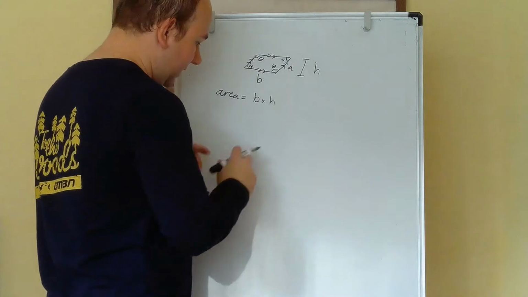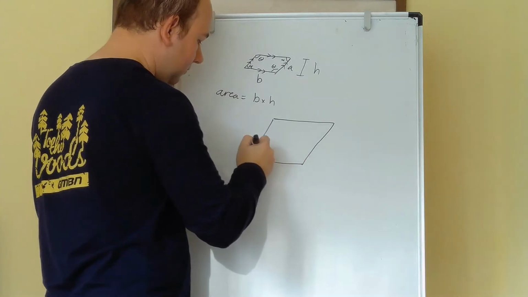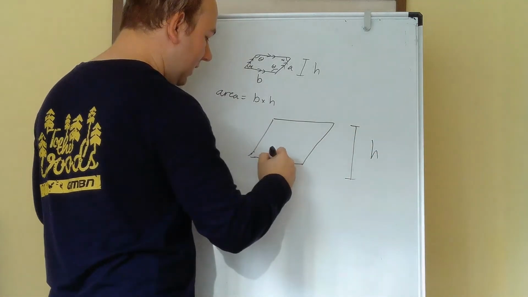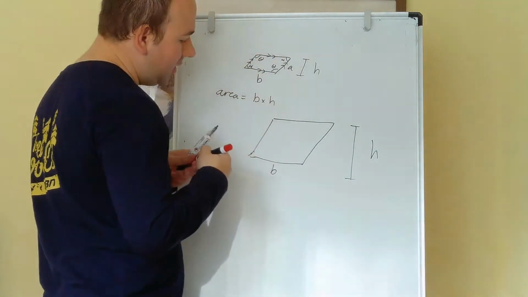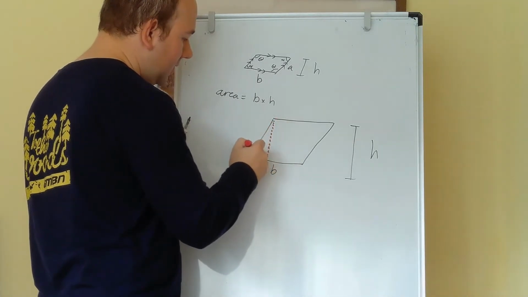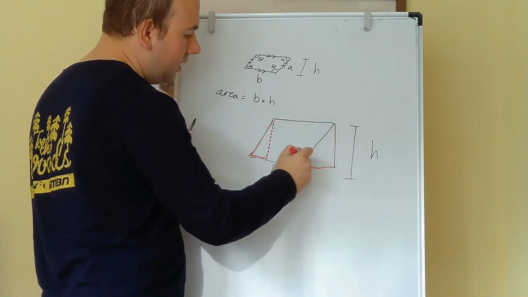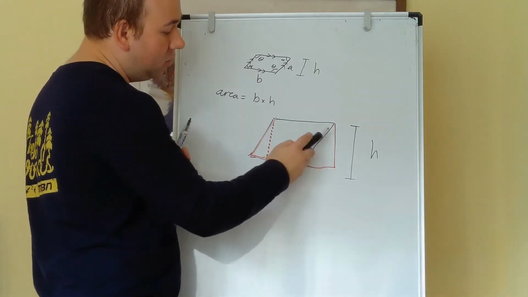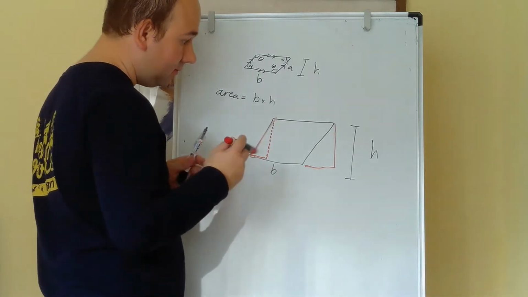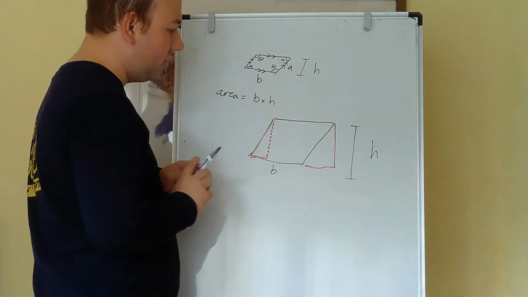Where this comes from is if I draw my parallelogram quite big here. This is still my height, and this is my base. What I can do is take a triangle out of this, and move it to here. In which case this now just becomes a normal rectangle with height H and base B. So that's why this formula still works for parallelograms.